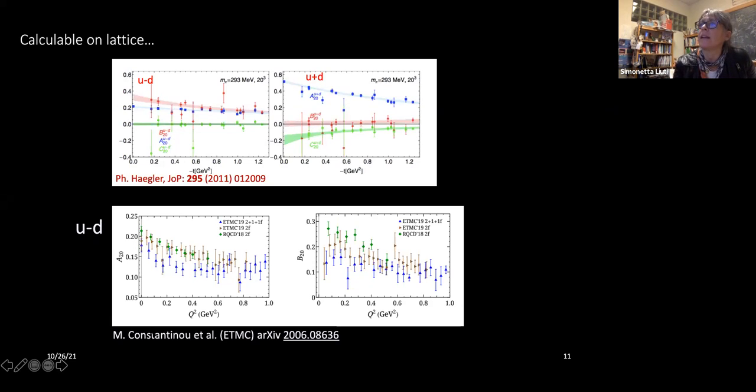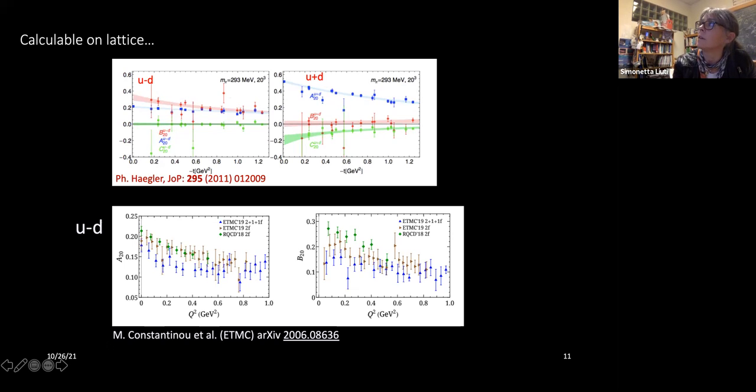Yes, and these quantities are calculable on the lattice. There's the LHPC calculation that's been there for a while, and then there are new ETMC calculations. This is something that the lattice people are calculating again recently, and you see the A, B, and C form factors here. The A in blue, B in red, and the C is small, in the evaluations for the U minus D and U plus D here.